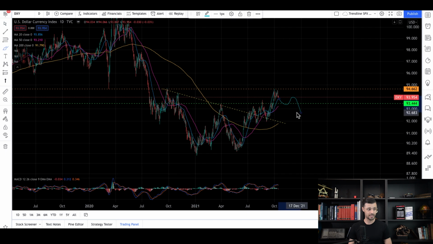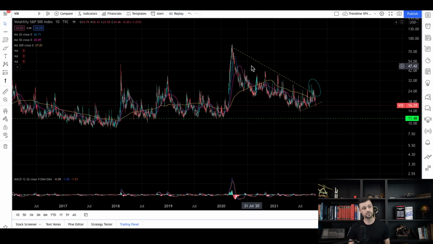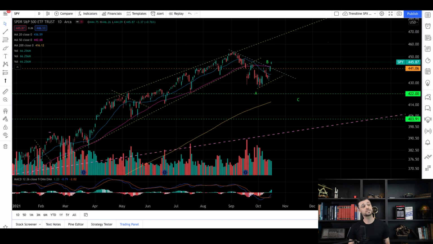Let's see if here we go higher or not. If we break that, it's going to be very good for the global market. On the other hand, if we come back here and break this, guys, this would be the signal things are bad. But I'm very convinced we won't have it, because we have positive signal on the DXY, positive signal on the copper, positive signals on the VIX, positive signal on the SPY.